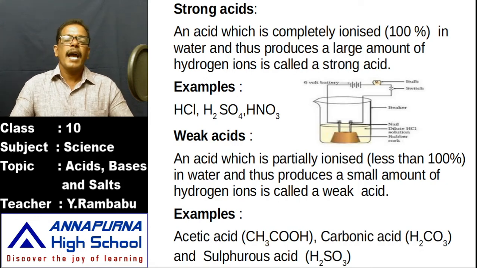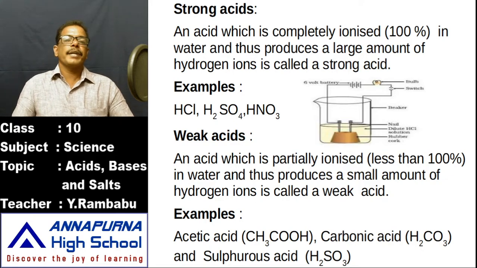And if we take drinking water or rainwater, the bulb glows. That means some salts are present in it. These salts split into their respective ions and the ions carry the charge. That's why the bulb glows. That is called simply ionization. Simply, what is meant by ionization? The splitting of a molecule into its respective ions. That is called ionization.